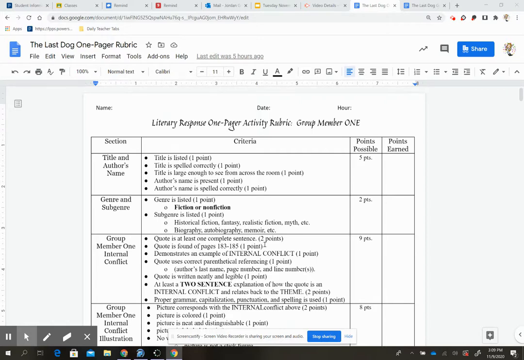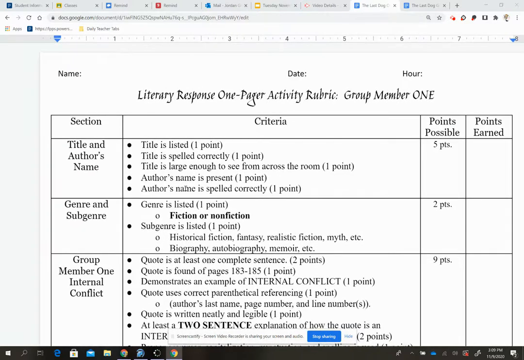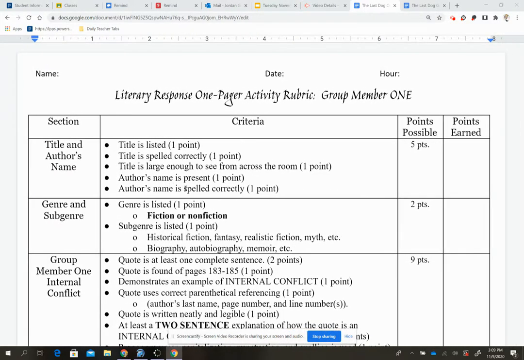The first part of criteria is to have the title and author's name. You have 1 point for listing the title. The title spelled correctly is worth 1 point. It's large enough to see from across the room. The author's name is present, and the author's name is spelled correctly. So the title and author section is worth a total of 5 points. I'm going to enlarge so y'all can see a little bit more.